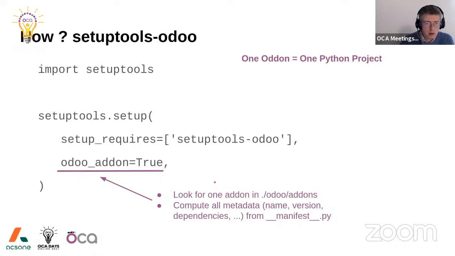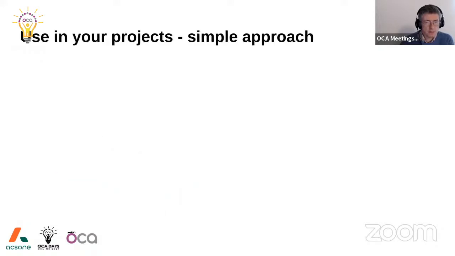So that's how we transform a repository with Odoo add-ons into regular Python projects, and that's why you see all these setup directories in the OCA repositories.